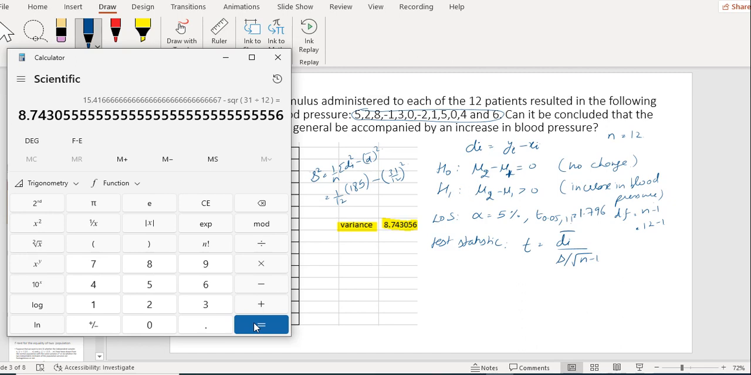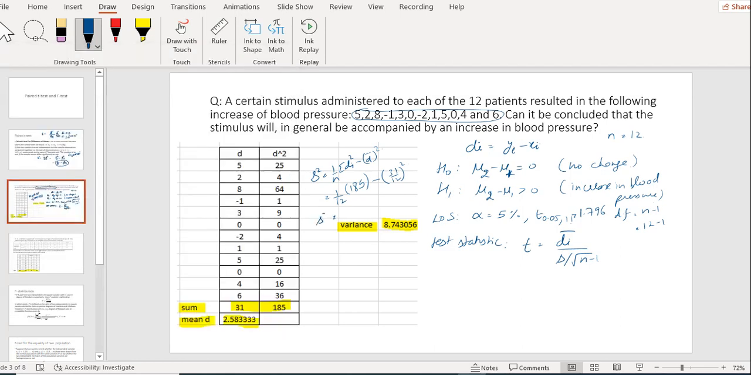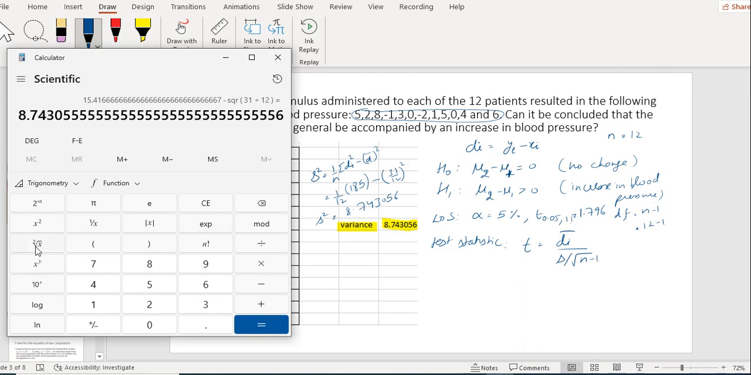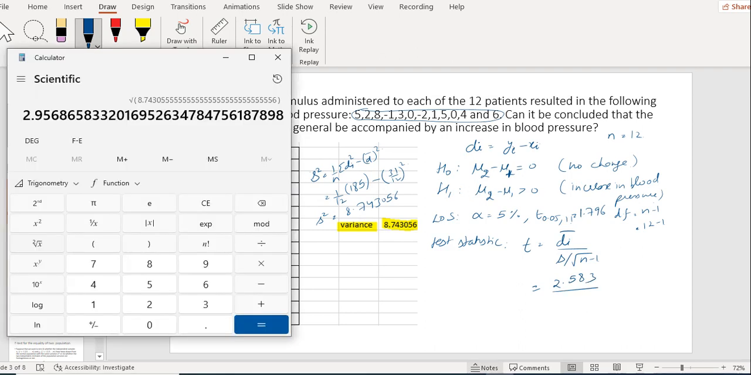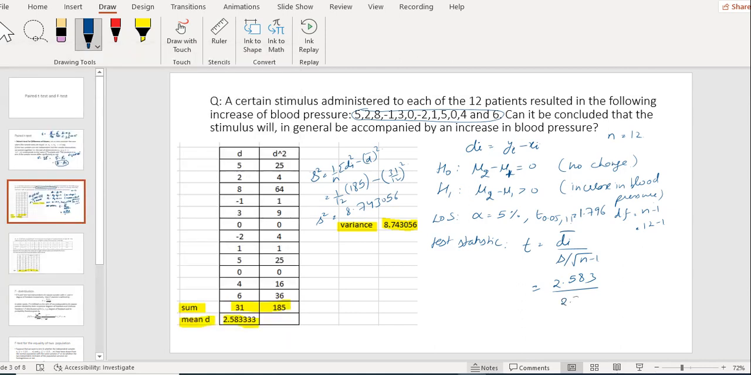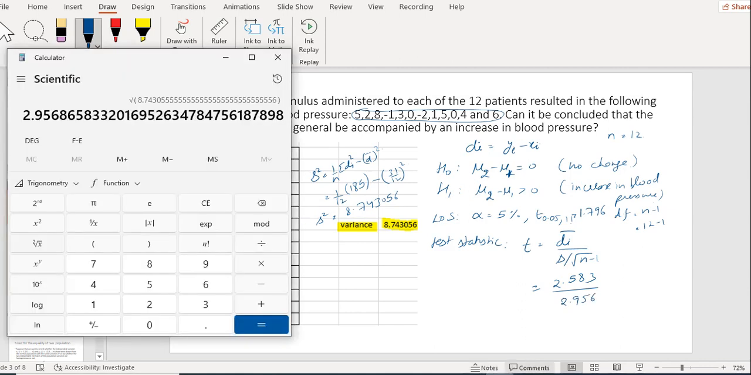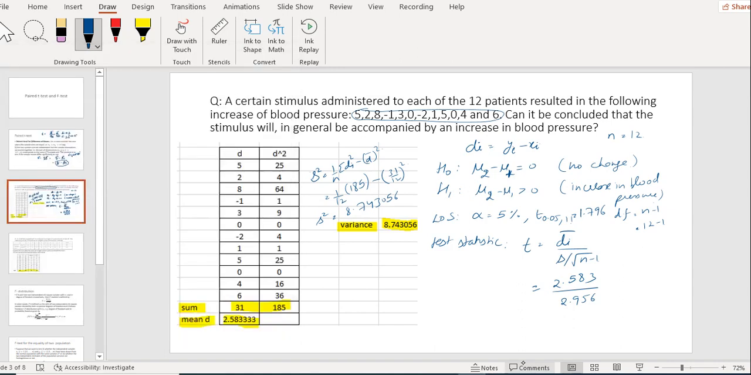So its value comes out to be 8.743056. Now if we take the square root of this number, that will give us the value of the standard deviation. It is 2.9569. So what is d̄? It is 2.583 upon 2.9569 into square root of 11 in the numerator.